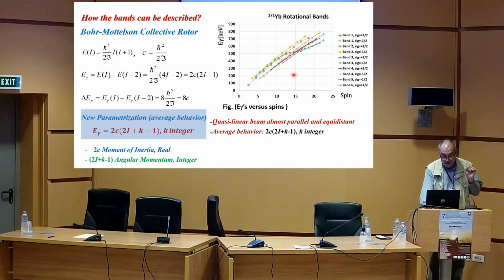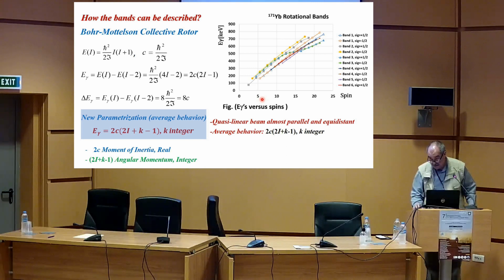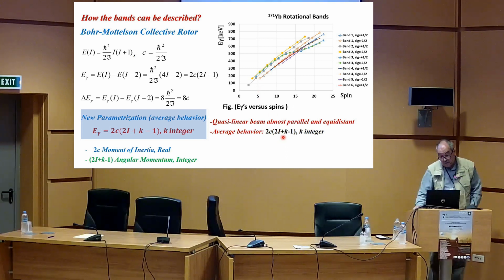Now, on average, how can we describe that? Simply by having a slope and different offsets for each band. So doing that, we should also add a k integer number in the parametrization. But what does it mean?